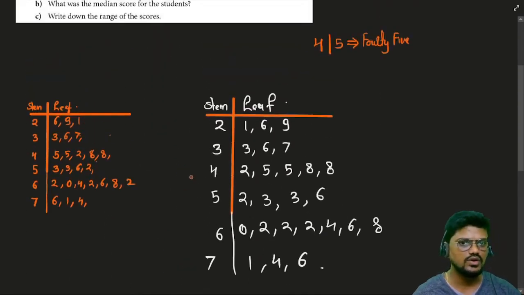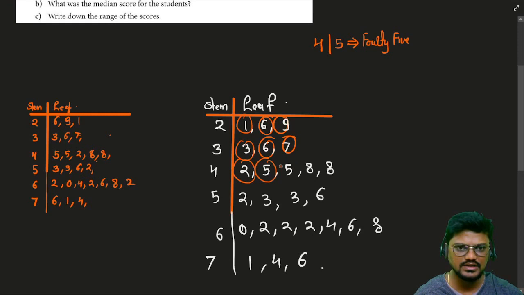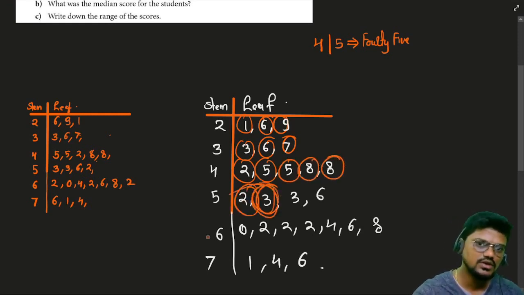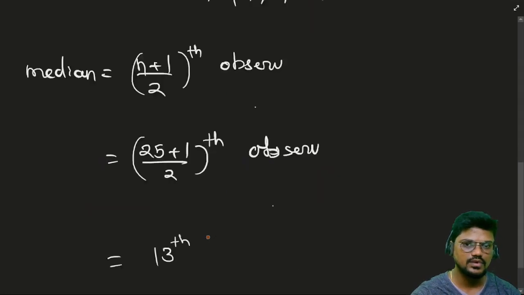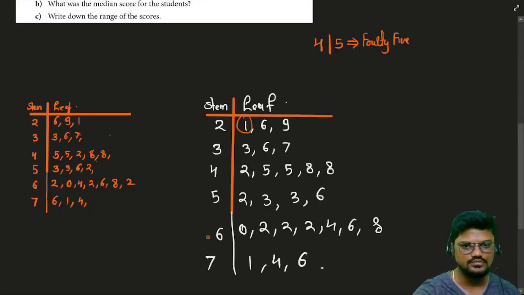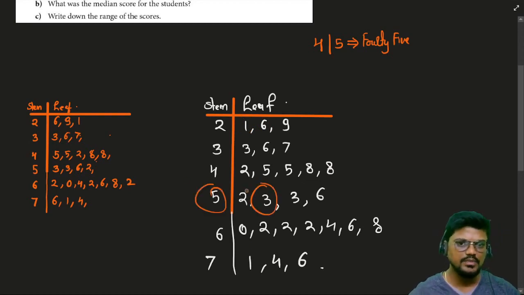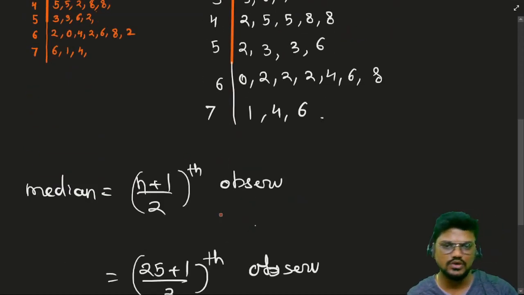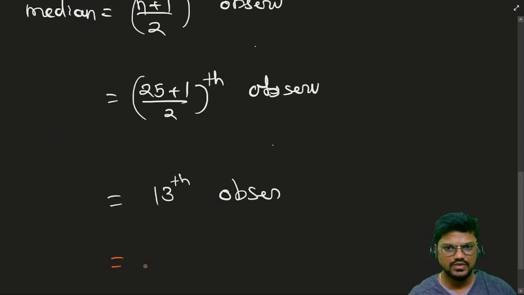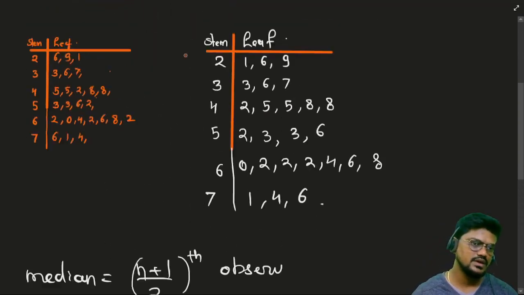So you can also calculate it. What is the 13th in this? So this is first, 53, second, third, fourth, fifth, sixth, seventh, eighth, ninth, 10th, 11th, 12th, and 13th. So this is your 13th. So that is 53. So this 53 is your median. That is, the 13th observation is 53. Got it?